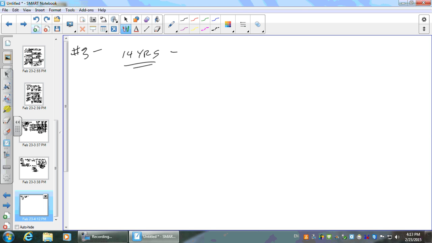So what do we got? It was 20 years, but there's only going to be 14 years left. It cost $8,000. So what would you do? Take 8,000 and divide it by what? 14 years. What does that give you? Amortization per year of this patent.